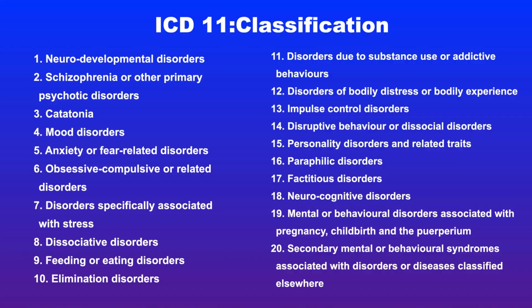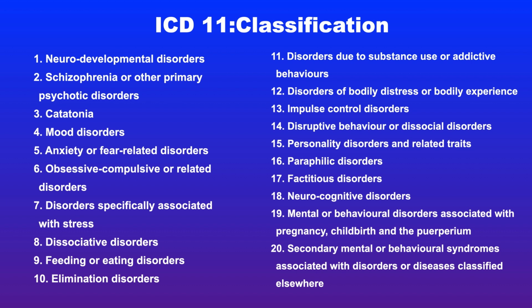Now this classificatory system is followed all over the world except America, United States and Australia. They have a different classificatory system that is called DSM. Now I'm going to talk about ICD because the United Kingdom follows ICD, like the rest of the world. And this classification system has 20 subheadings. So all the mental disorders are divided into 20 subgroups.